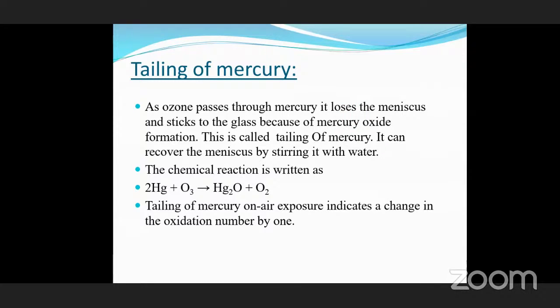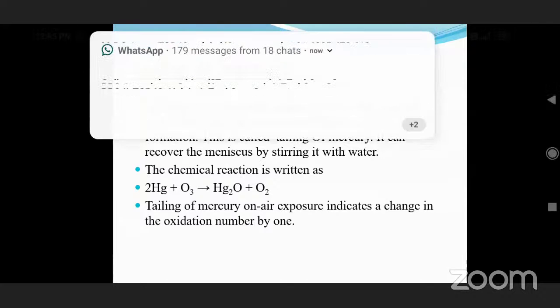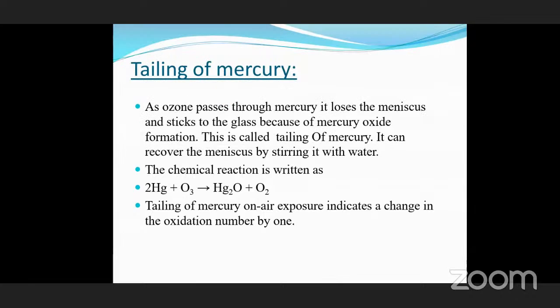Very simple. When we pass ozone into the mercury-containing container, the mercury loses its meniscus. What is the meaning of meniscus? It is the curved surface of the liquid. Why it loses the meniscus is because of the formation of mercury oxide. That process is called tailing of mercury.